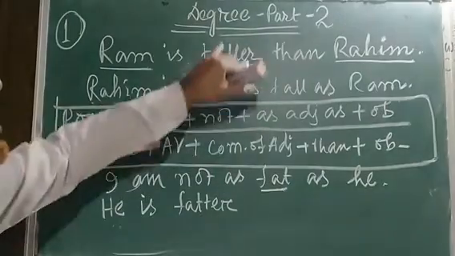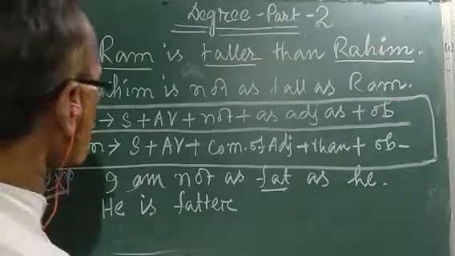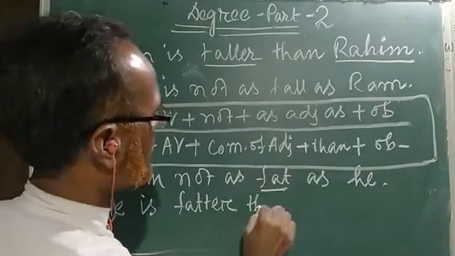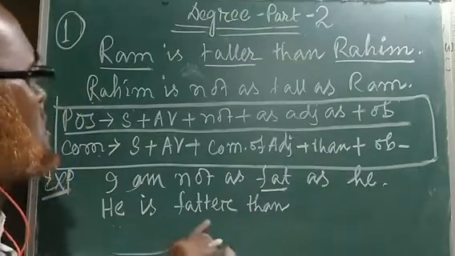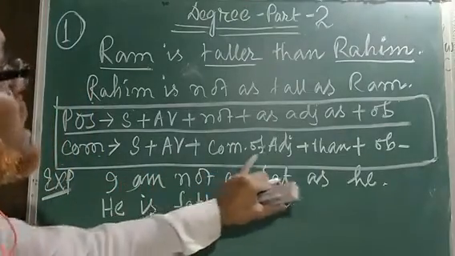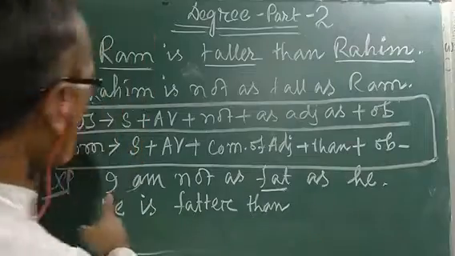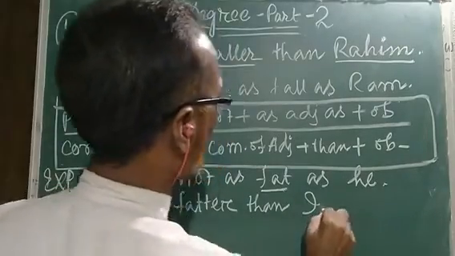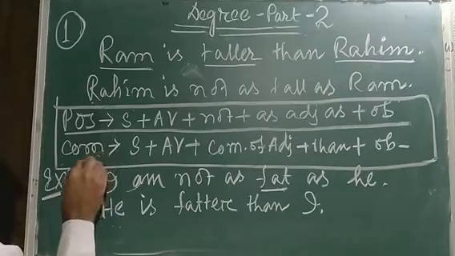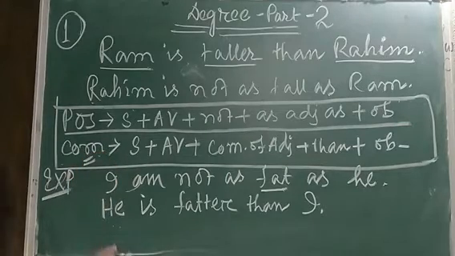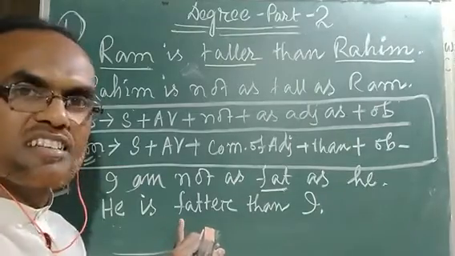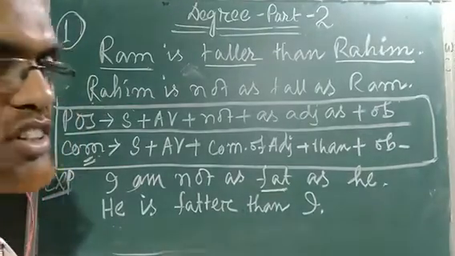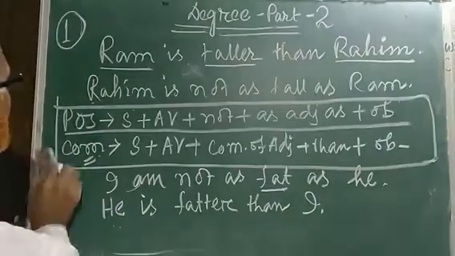Why it is double T is discussed in degree part 1. He is fatter. After fatter we must add than. He is fatter than who? I. He is fatter than I. From this formation, we just replace the words as a sentence. I think you must understand.